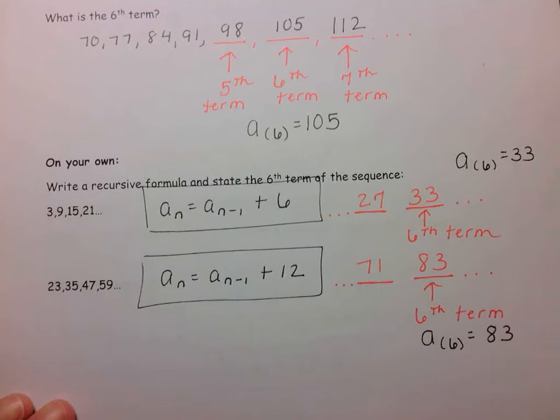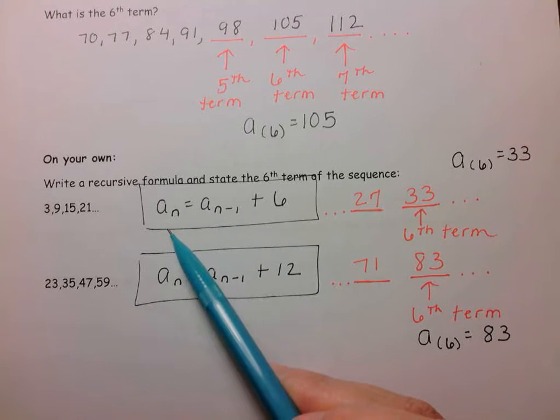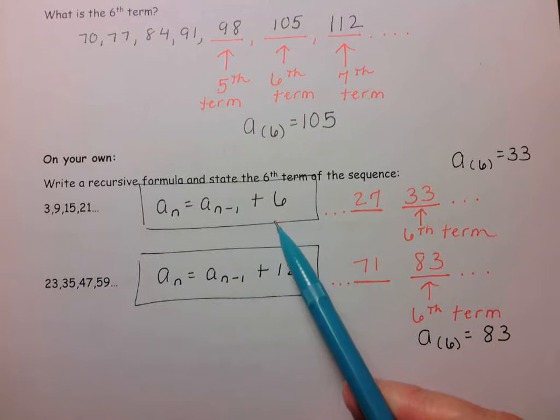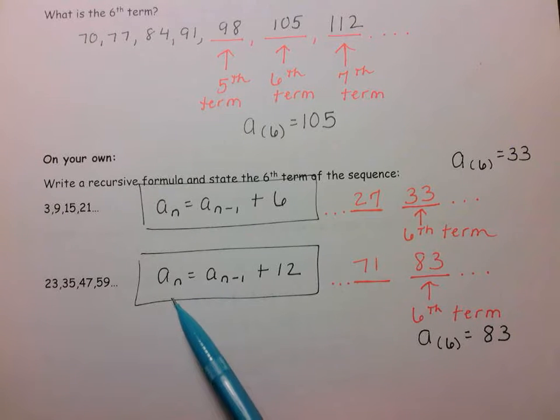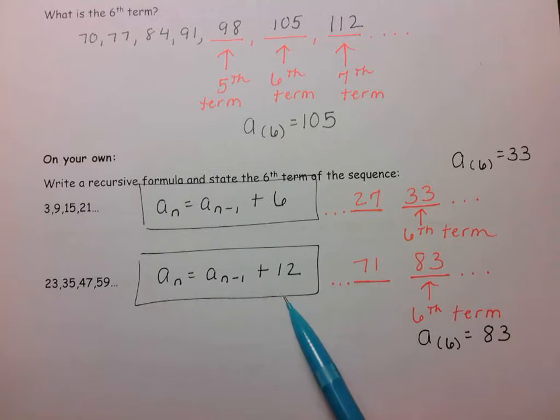Okay, and so here are your two answers. The value of your sixth term in your first example is 33. A of 6 equals 33. And on the next one, A of 6 equals 83. Well, why? What am I saying? The value of my sixth term equals the value of my fifth term plus my common difference of 6. And here I'm saying the value of my sixth term equals the value of my fifth term plus my common difference of 12.